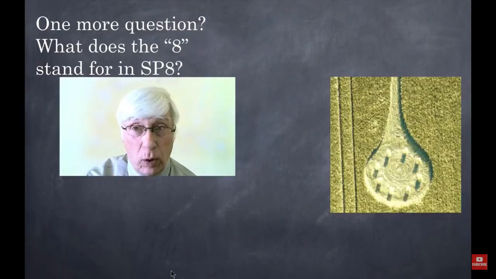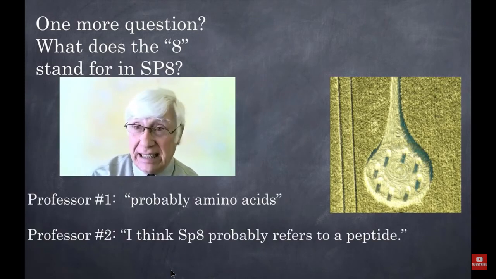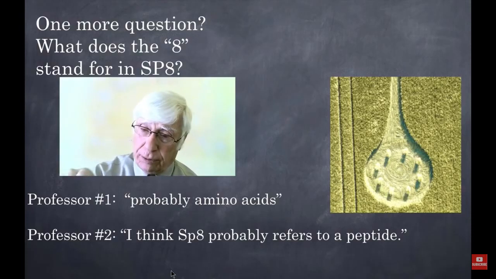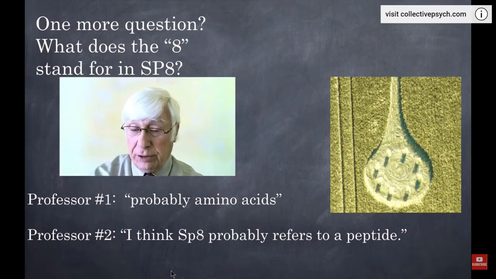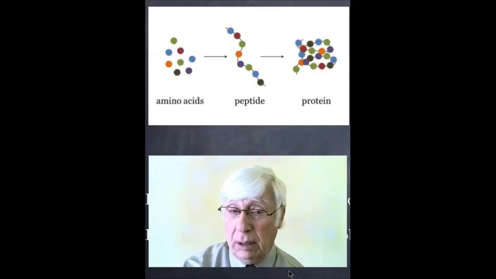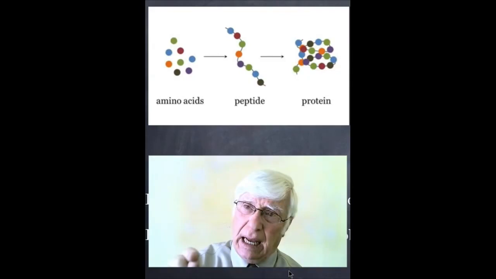So, dumb question, but I don't know what the 8 stands for. So I thought, okay, I'm going to take another chance and ask a dumb question. What's the 8 stand for in SP8? Well, one professor writes back and says, probably amino acids. Look, 1, 2, 3, 4, 5, 6, 7, 8, or 2 sets of 4. The other professor said, I think SP8 probably refers to a peptide. We have different answers. Well, amino acids make peptides, which make proteins. So you may be looking at 8 amino acids, or you may be looking at 1 peptide inside that spike protein.